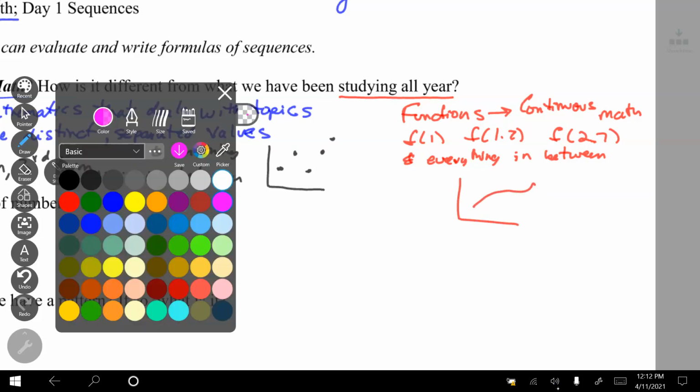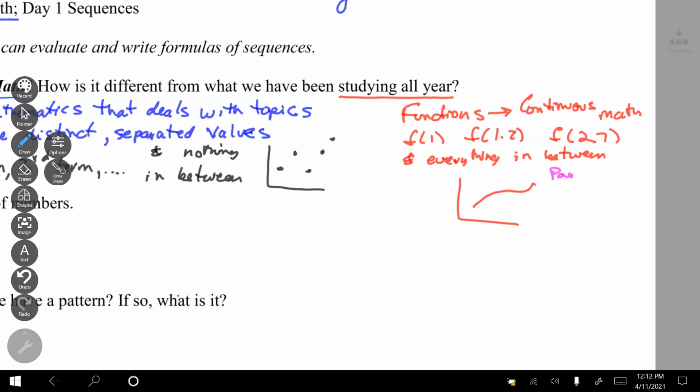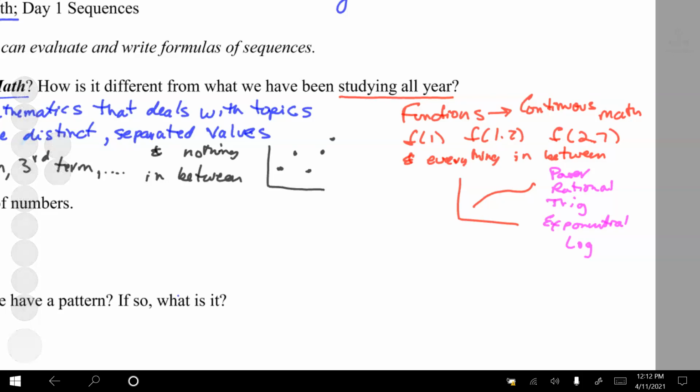And the type of functions we've been looking at all year have either been power functions, rational functions, trig functions, exponential functions, and lately we've been looking at log functions. So that's the difference. Very continuous looking graphs, very much any values that we want. F of negative 8.6. Who cares? F of pi. Discrete math, there's no such thing as f of negative 8. You can't have a negative fifth term, and so on and so forth.